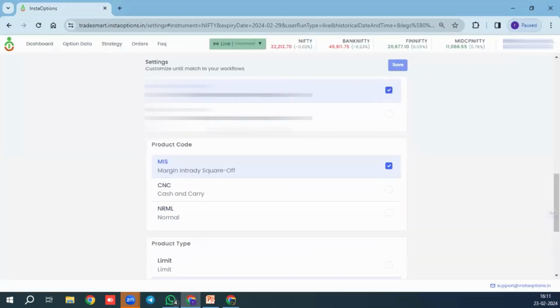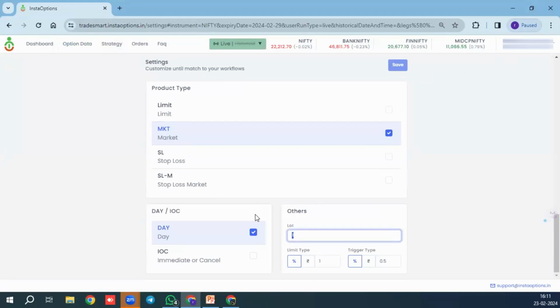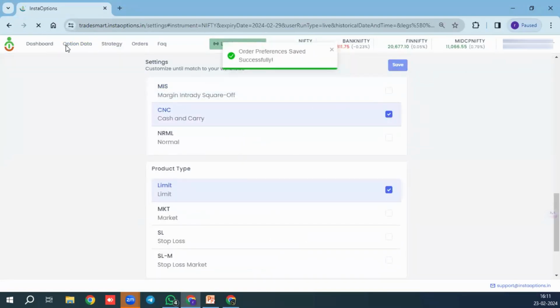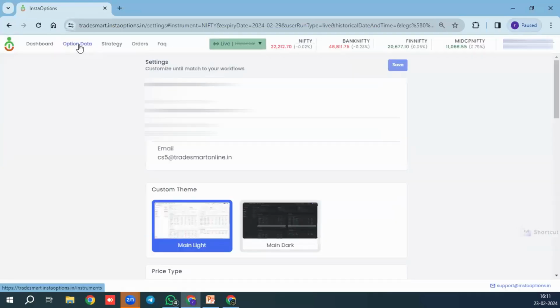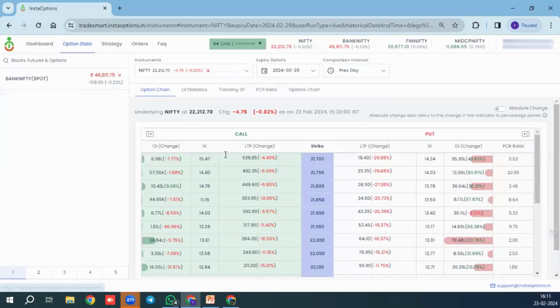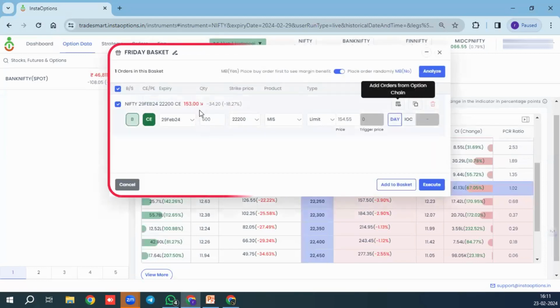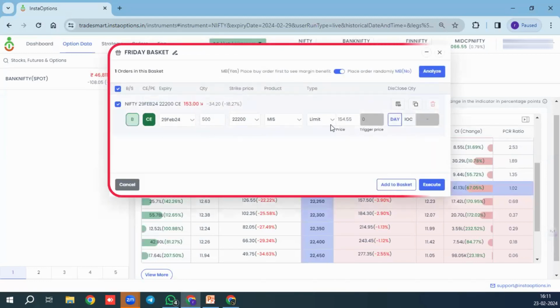इधर जाके आपका लाइक आपको चाहिए तो 10 लॉट्स भी कर सकते हैं, और ऑर्डर्स को लिमिट में कर सकते हैं, एंड CNC भी कर सकते हैं. ओके, सेव करने के बाद आपका हर एक बाय एंड सेल में यही सेटिंग्स आ जाएगा. ठीक है, बाय, you can see here 10 and whatever we have set MIS limit, everything will be that. So this will become your default setting.